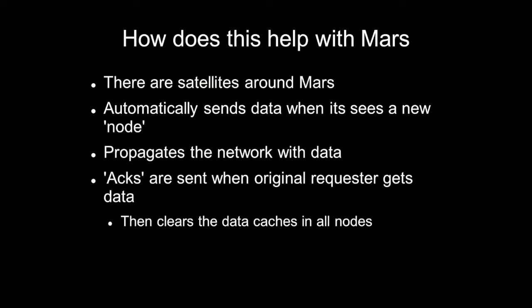So how does this help with communicating with Mars? Well, there are already satellites around Mars. Satellites could automatically send data when they see a new node. This could be an additional satellite or a ship. And this propagates the network with data.